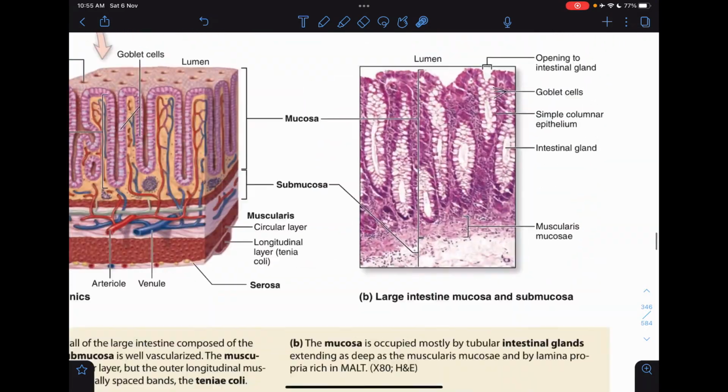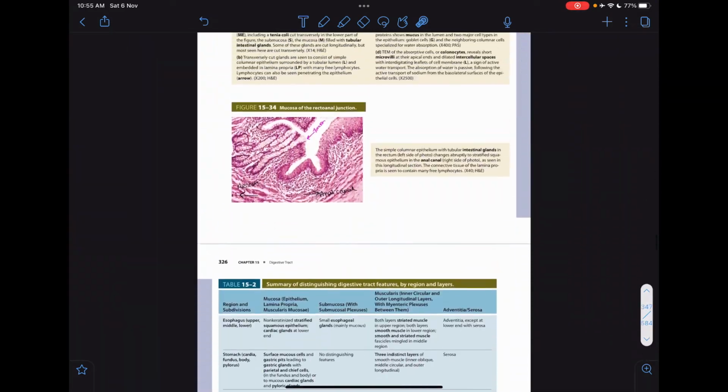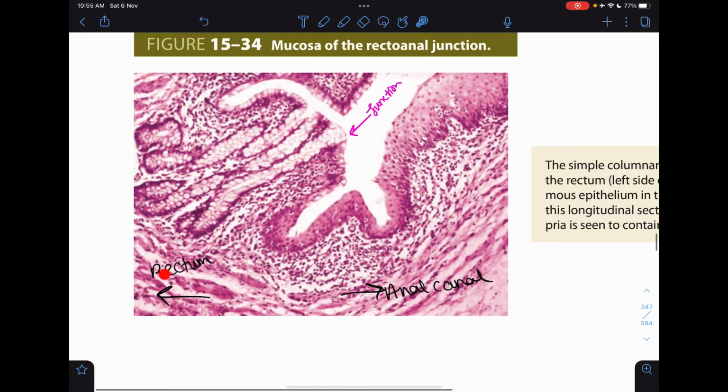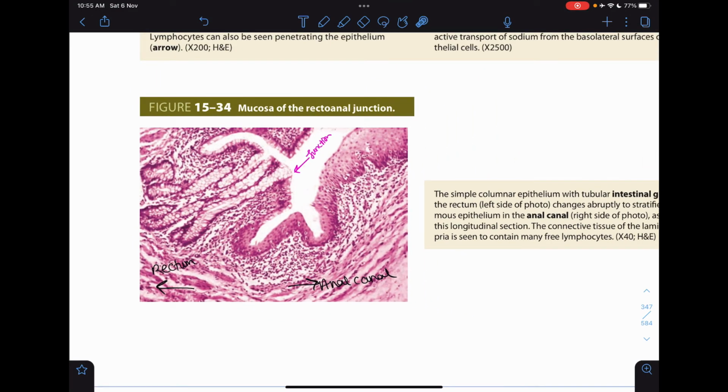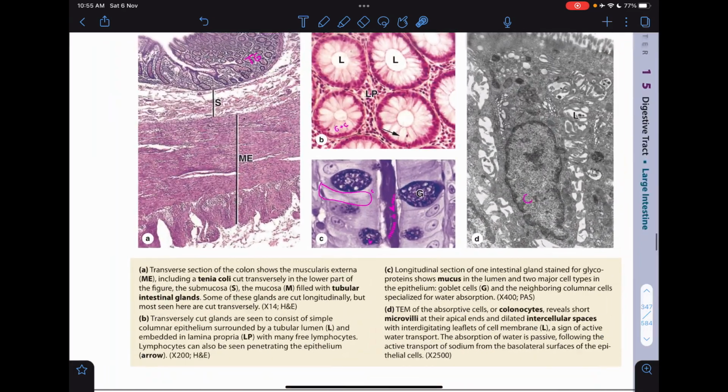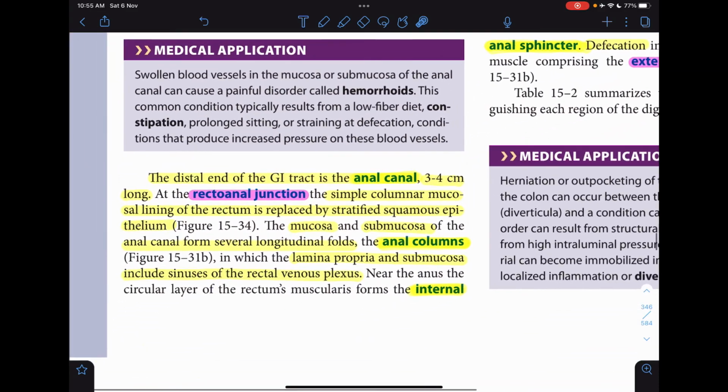هلا رح نشوف هون I believe لا hold on هي الركتم. هون الجنكشن as you can see it's an abrupt change من simple columnar ل stratified squamous epithelium. هاي الanal canal as you can see هاي change هاي replacement يعني. And the mucosa and the submucosa of the anal canal form several longitudinal folds اللي هما anal columns in which the lamina propria and submucosa include sinuses of the rectal venous plexus.